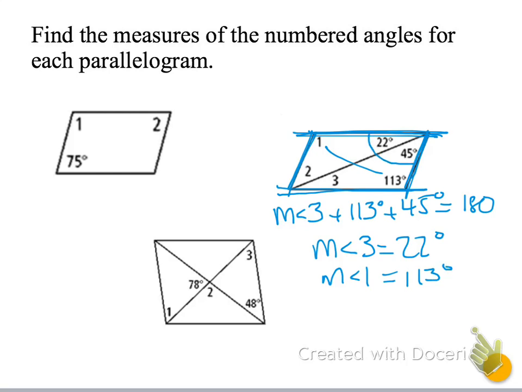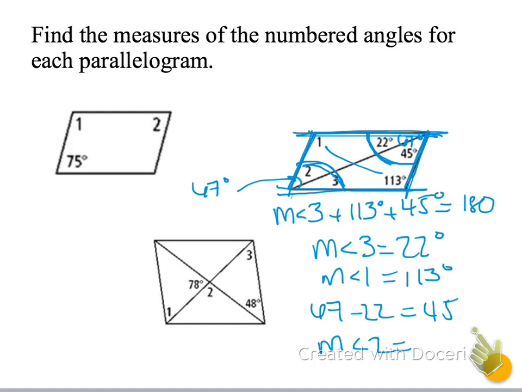And then if we add this together, 45 plus 22 is 67 degrees. So this big angle is 67, and it's opposite of angle 2 and 3. So that means angle 2 and 3 together should also be 67 degrees, but we found angle 3, so I can find angle 2. If I take 67 minus 22, I should get the measure of angle 2. So 67 minus 22 is 45. So the measure of angle 2 is 45 degrees. So now we found 1, 2, and 3.